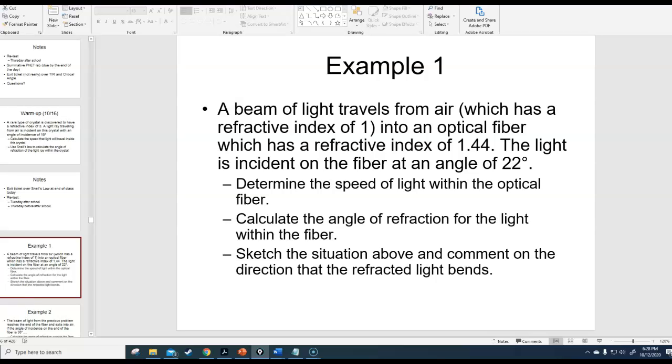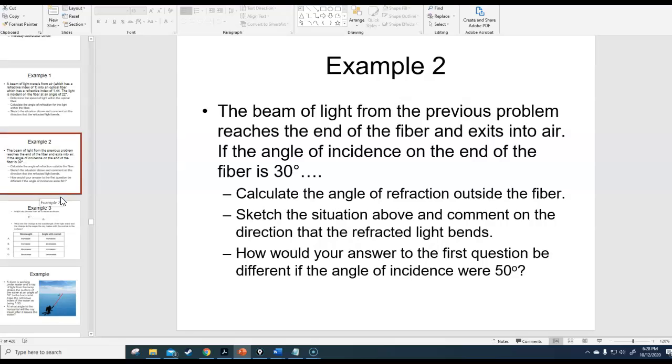Okay, so the last thing is I just want you to try to do example 2 on your own. Okay, it says the beam of light from the previous example reaches the end of the fiber and exits into air. If the angle of incidence on the end of the fiber is 30 degrees, calculate the angle of refraction outside the fiber. Sketch the situation above and comment on the direction that the refracted light bends. And then see how your answer to the first question would change if the angle of incidence was 50 degrees and not 30 degrees. So try to answer example 2 on your own.